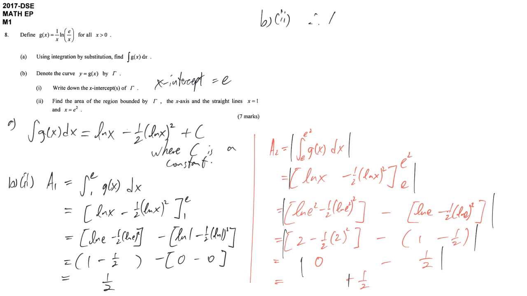Therefore, in part B, our answer, the area, is equal to A1 plus A2, equal to 1 over 2 plus 1 over 2, so we get 1 unit squared. Don't forget to show how you separate your calculation, and also the drawing, sketch the graph.